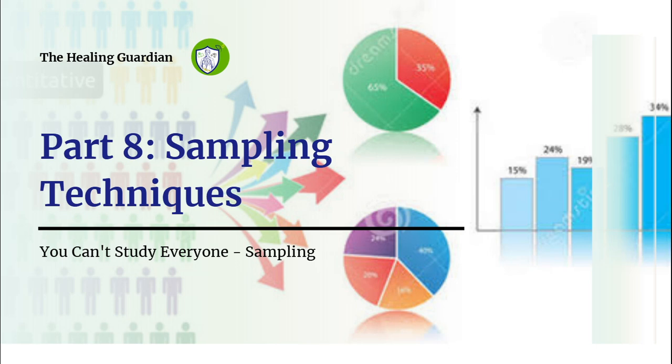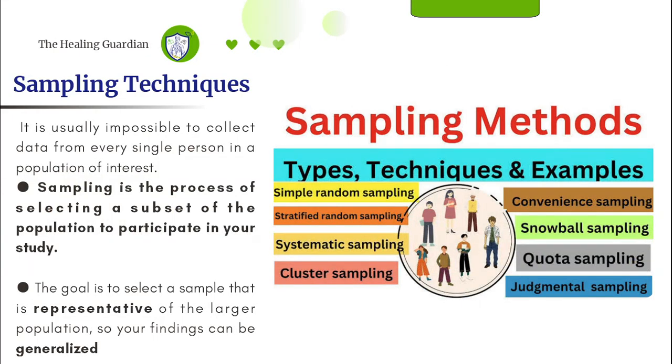How many people do you need to interview? How do we know the number of people we need? Those are the sampling techniques. Sampling is the process of selecting a subset of the population to participate in your study. The goal is to select a sample that is representative of the larger population, so your findings can be generalized.